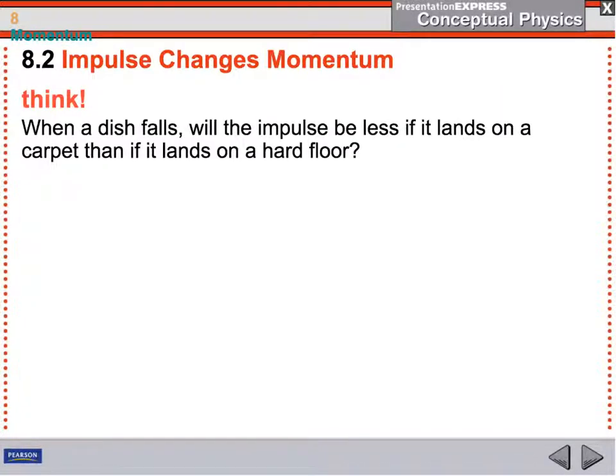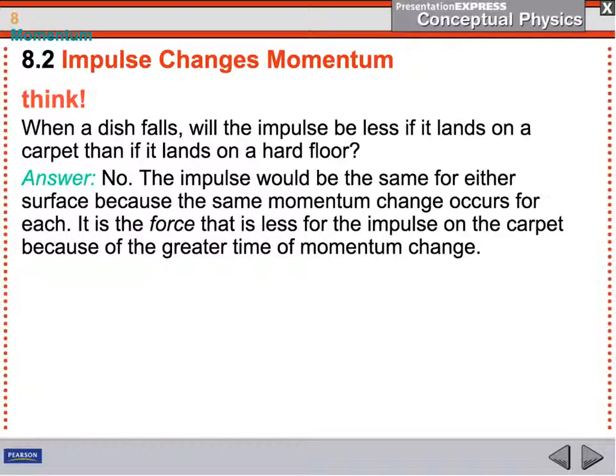All right, when a dish falls, will the impulse be less if it lands on the carpet than if it lands on the floor? What do you think? Actually, it's going to be the same. The impulse would be the same for either surface because the same momentum change occurs. It is the force that is less on the carpet because it's a greater time of momentum change. So remember, the same impulse will happen no matter what you drop it on. It's just how you get there. Do you want the large force or small force?